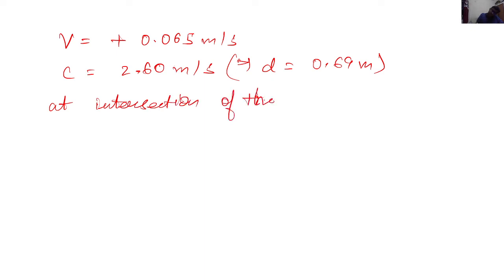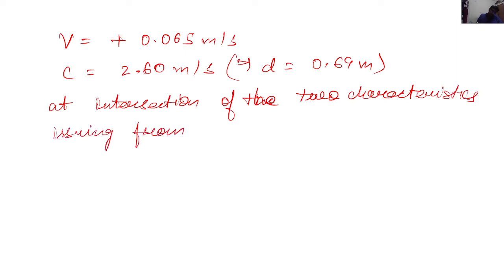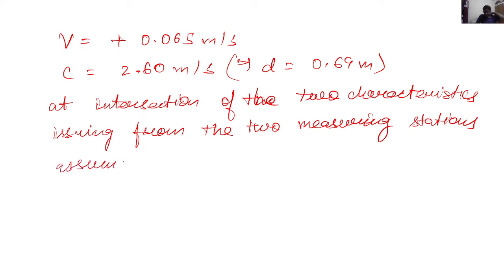the intersection of the two characteristics issuing from the two measuring stations, assuming the friction slope is equal to the bed slope, equal to 0. So this is how we arrive at this.